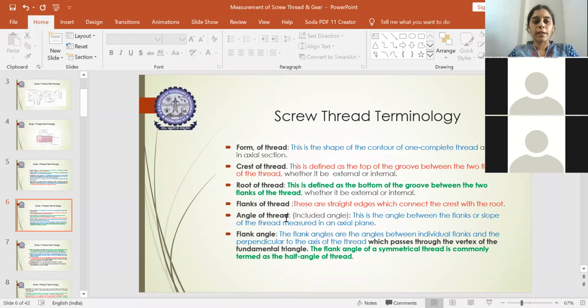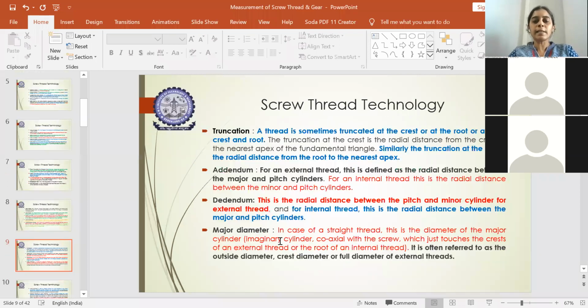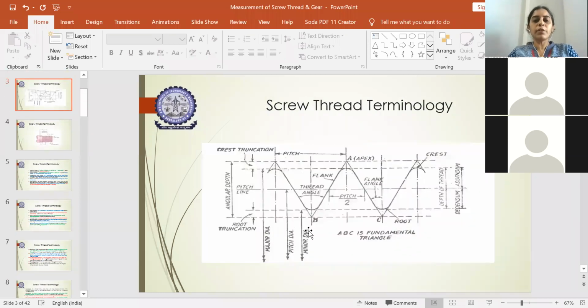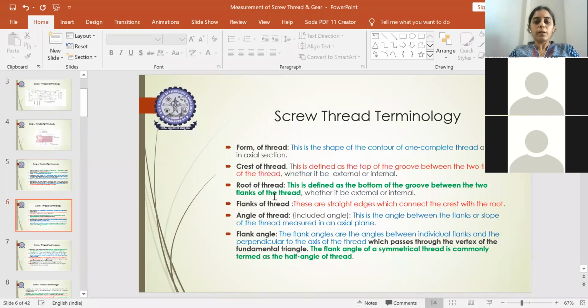After knowing angle of thread, you should know what you mean by flank angle. Flank angle will be exactly half of the thread angle. It is the angle made by the longitudinal axis with respect to one of the straight edges. That angle is called the flank angle. The flank angle of a symmetrical thread is commonly called the half angle of the thread. It will be exactly equal to half of the thread angle.